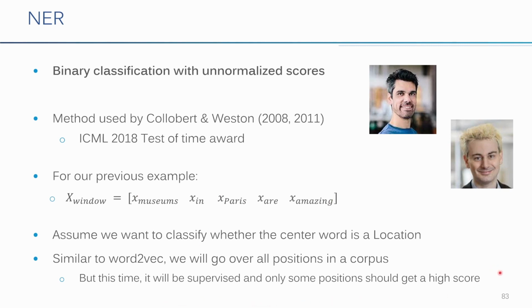And of course, instead of doing this in comparison with word2vec, in which at every single position we're trying to calculate the context with respect to the center and the center with respect to the context. Now, only some positions will actually mean something for us. The others are what we call corrupted windows.